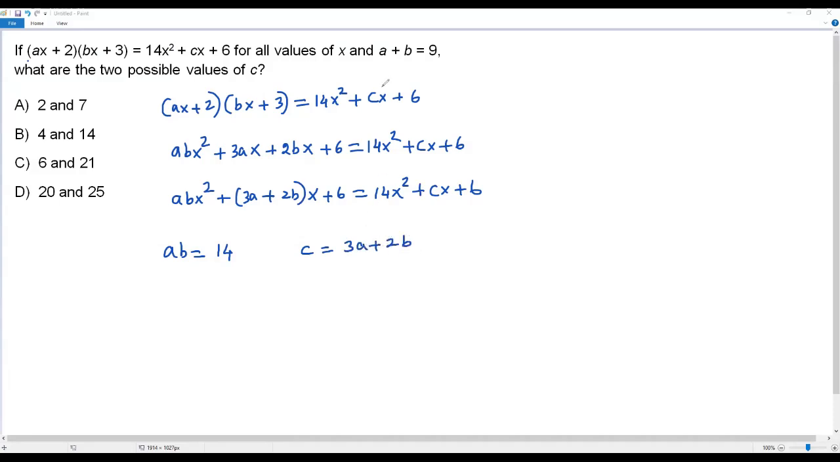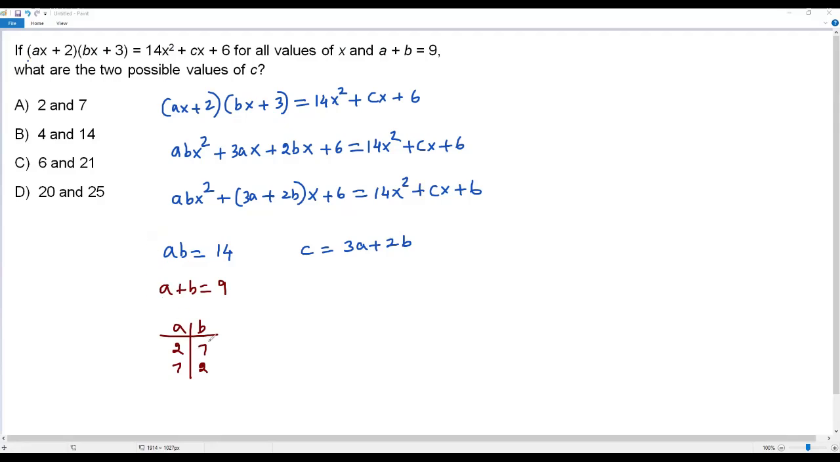Now we have to consider the given information, that a + b = 9. So let me write that over here. Now we have to try the possible values for a and b, so that the product of a and b equals 14 and the sum of a and b equals 9. Here we have a and b. If I take a = 2 and b = 7, and if I take a = 7 and b = 2, I get two pairs of values which meet these two conditions.